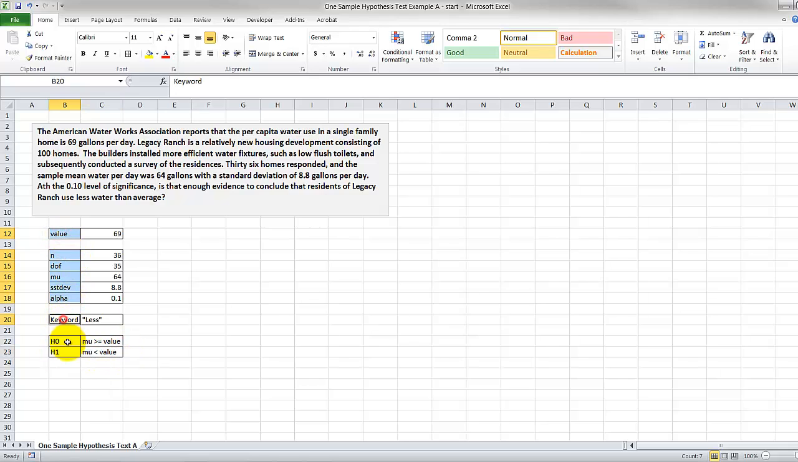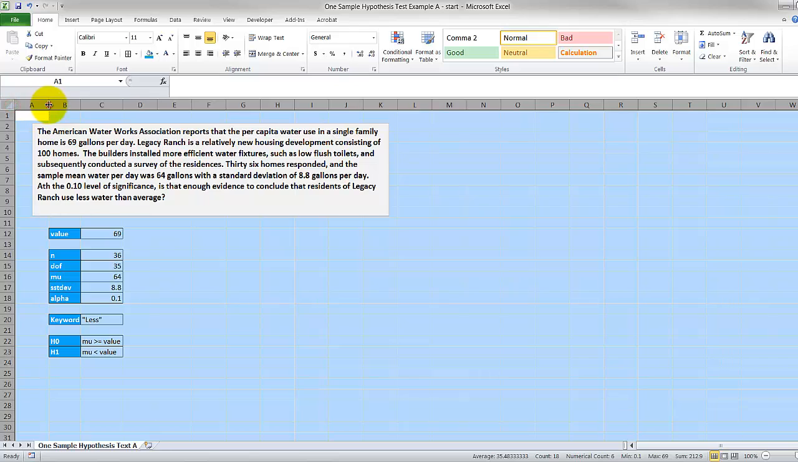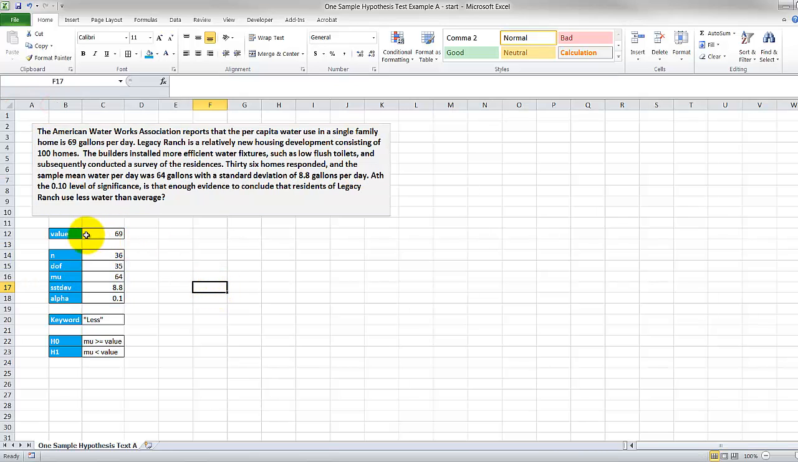Okay, I'm going to just provide a little format here quickly. Since this is a water problem, let's go with blue. And maybe, why not, white text. Okay, so we're at a point where we've documented everything we know. And we've got to make up our minds if we're going to use a T test or a Z.